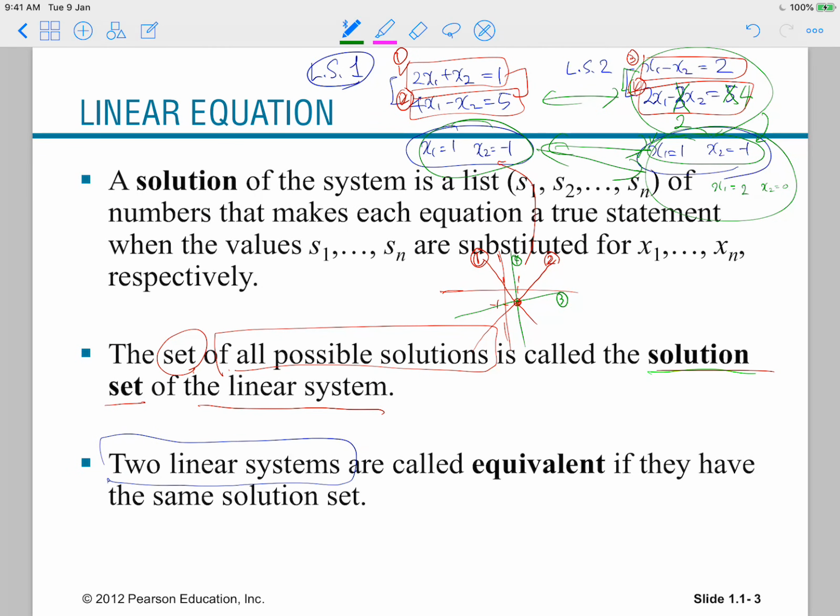Okay, and why do we consider two linear systems that have the same solution sets, that are equivalent? The main reason is that we want to be able to convert an initially given linear system that seems quite complicated into a simpler one. So let me give an example.